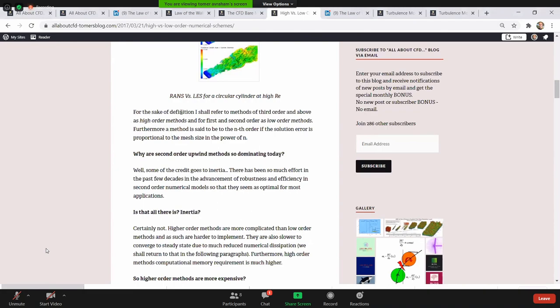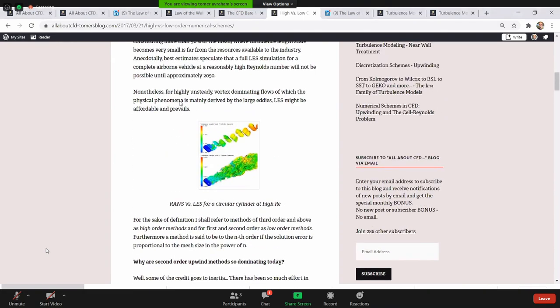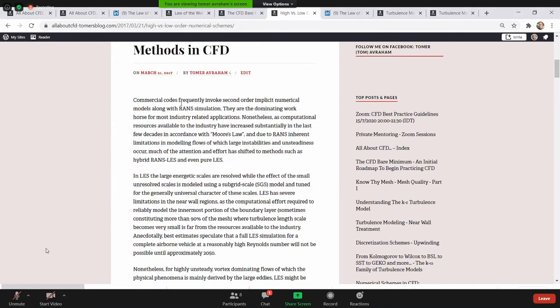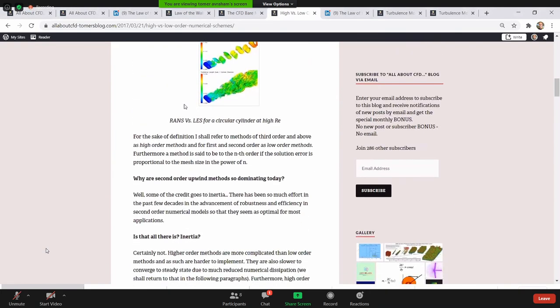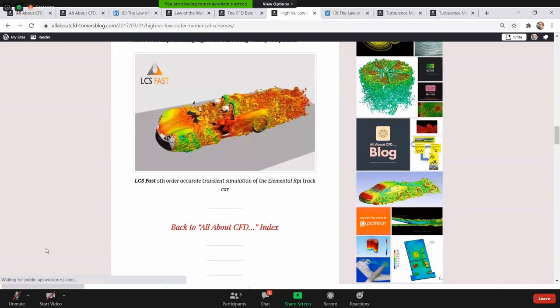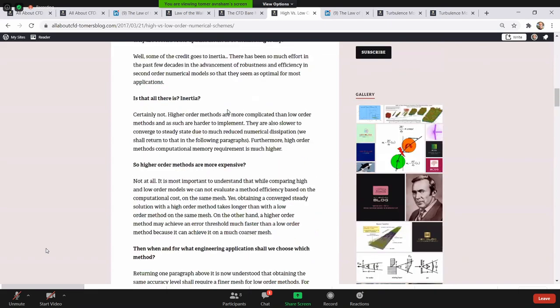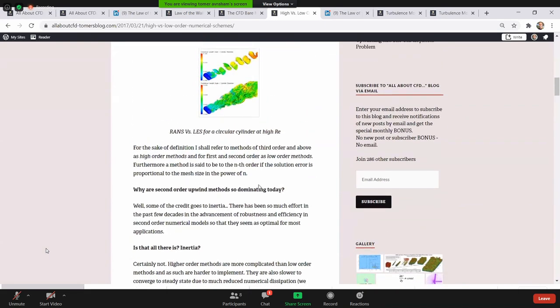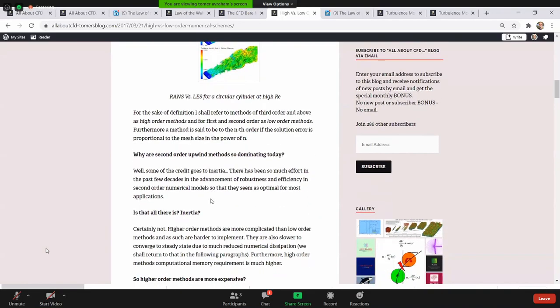Okay, higher order methods. I think they're going to answer some, software already use them. One of them is this one, LCS Fast. Most of you know it, I hope so. This is a Q&A kind of thing. Why are second order upwinds so dominating today? Well, some of this goes to inertia. There has been so much effort in the past decades to advance robustness and efficiency of second order numerical models that it seems optimal for most applications.